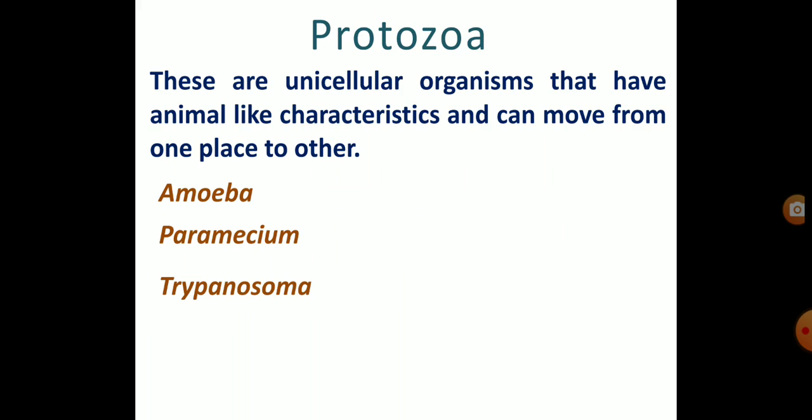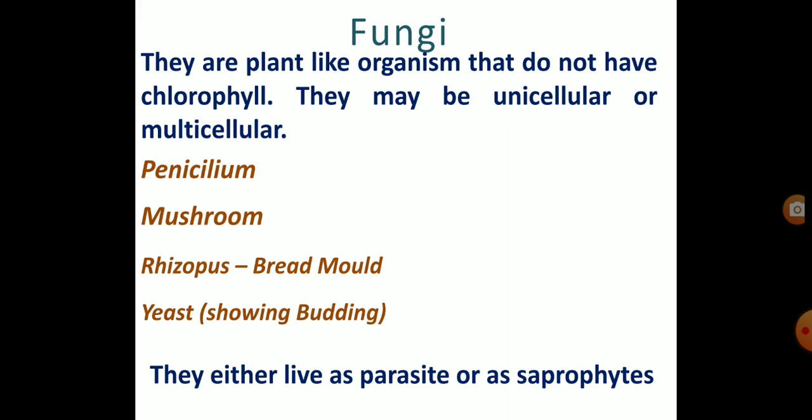Now the next kind of microorganisms are protozoa. They are unicellular organisms. They have characteristics like animals. They can move from one place to another place. They capture and eat food. Some protozoa live in fresh or salt water. Some live in soil. Some live in the body of others. They are called parasites, like some living in our body also. Amoeba, Paramecium, Trypanosoma are examples of protozoa.